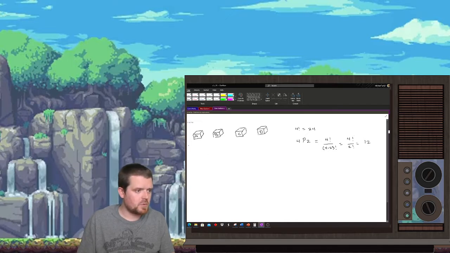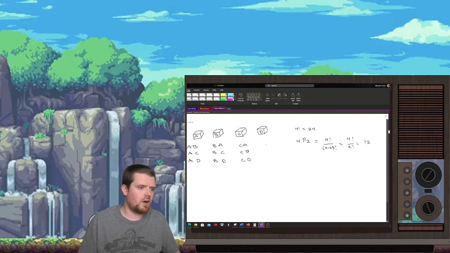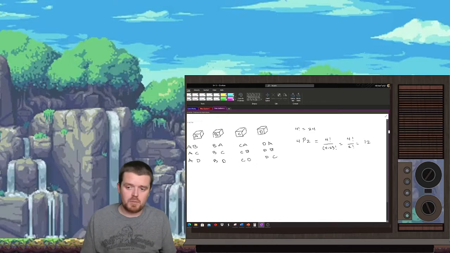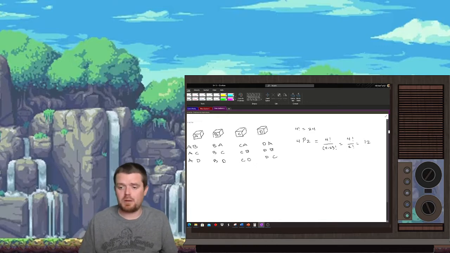And this is a small enough group that we can work it out. So I could have AB, AC, AD, or I could have BA, BC, BD, or I could have CA, CB, CD, or I could have DA, DB, and DC. Now, those are the 12 arrangements of 2 blocks if I was caring about order.